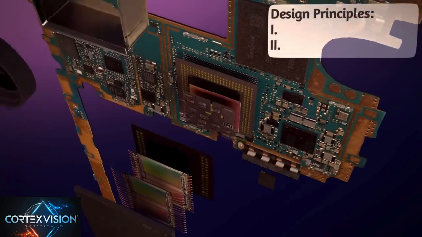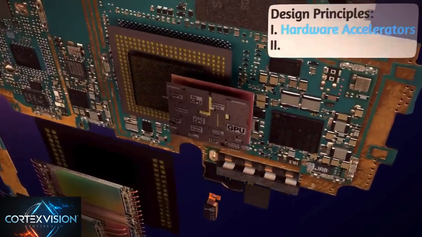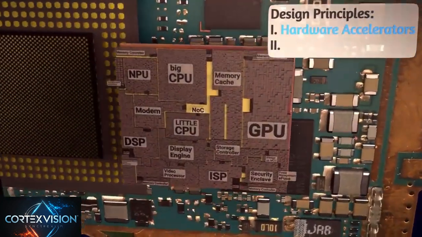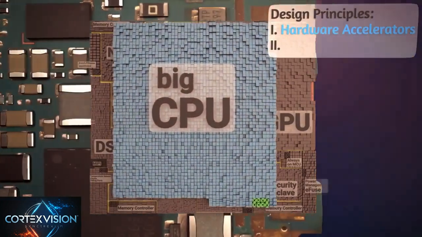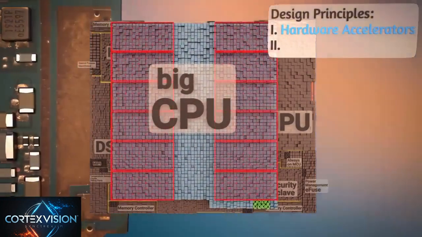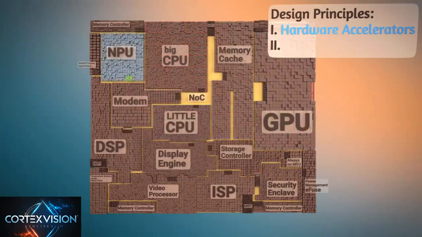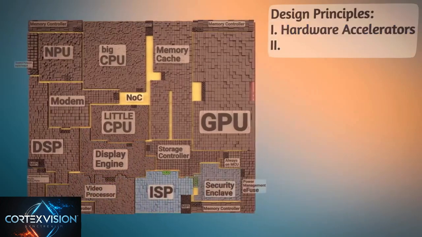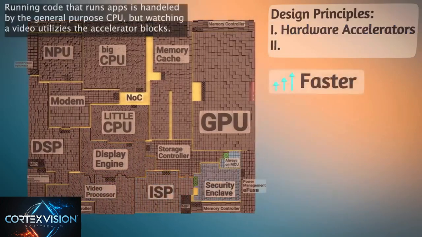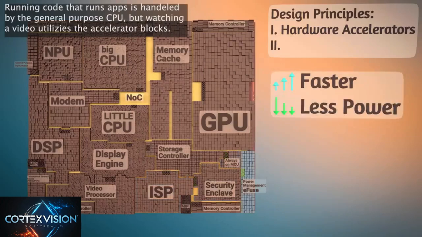The first principle is called hardware acceleration, and this principle deals with the fact that instead of having a single, very powerful general-purpose CPU with a lot of cores, this chip has a variety of special-purpose blocks dedicated to performing specific functions. These special function blocks, or hardware accelerators, compute their tasks faster while using significantly less power than if the same operation were performed by the general-purpose CPU.